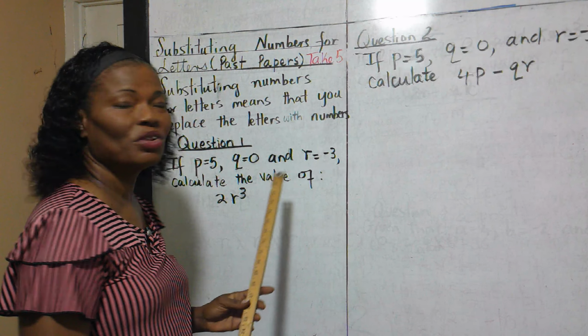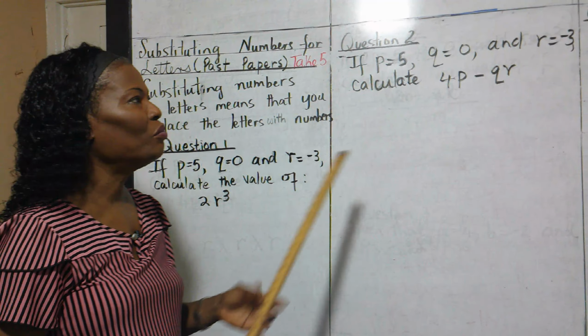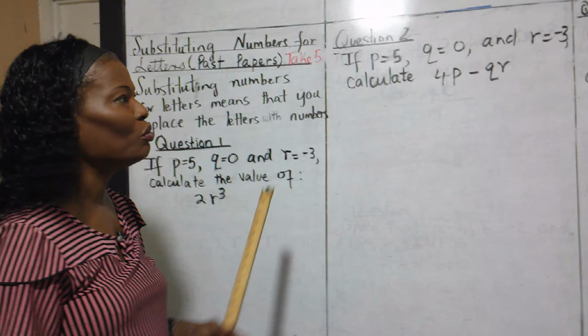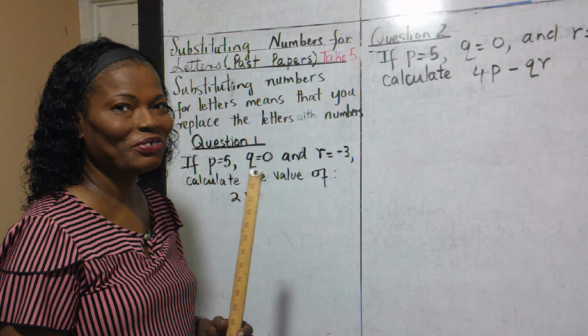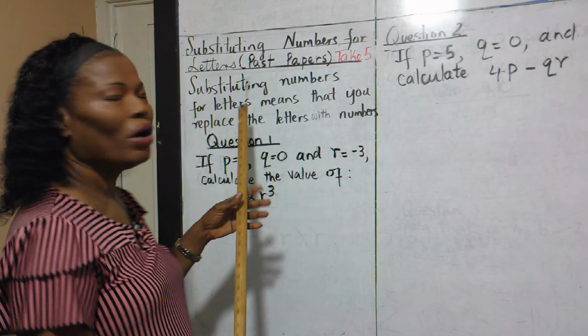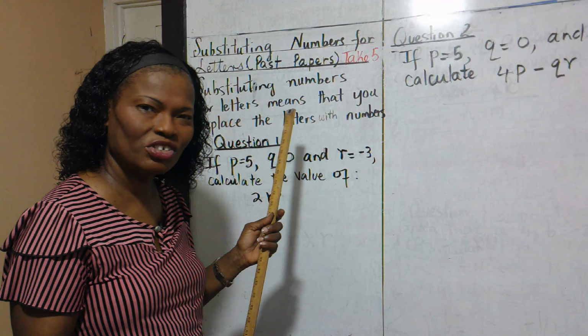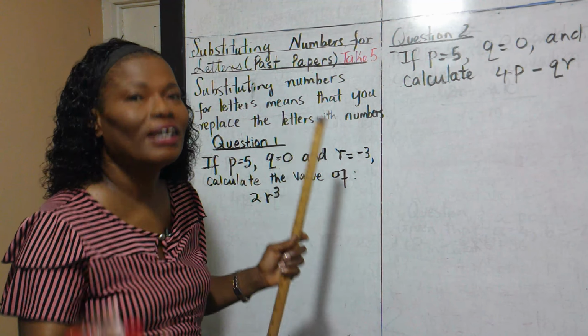So, we're going to start this topic called substituting numbers for letters. Today, we are doing our Take 5 series, so stay with me until the very end. We're going to start with the first 3 questions and then we move on to 4 and 5 afterwards. So only 3 questions are on the board right now. What do you think is the meaning of the word substitute? Just give me one word. Replace. Excellent. Substituting numbers for letters means that we are going to replace the letters with numbers.